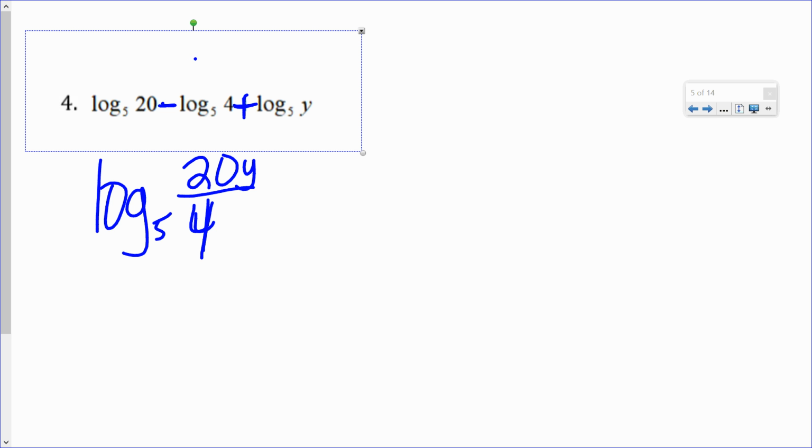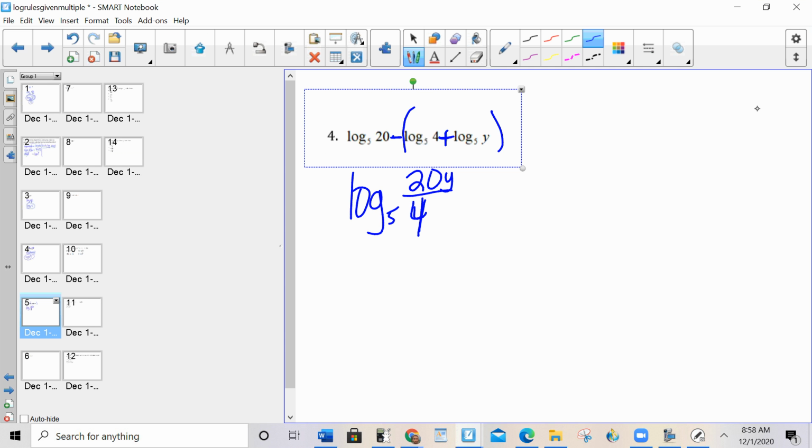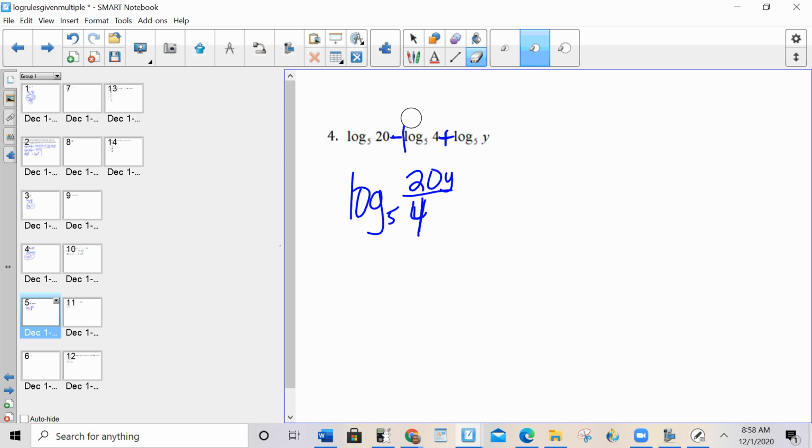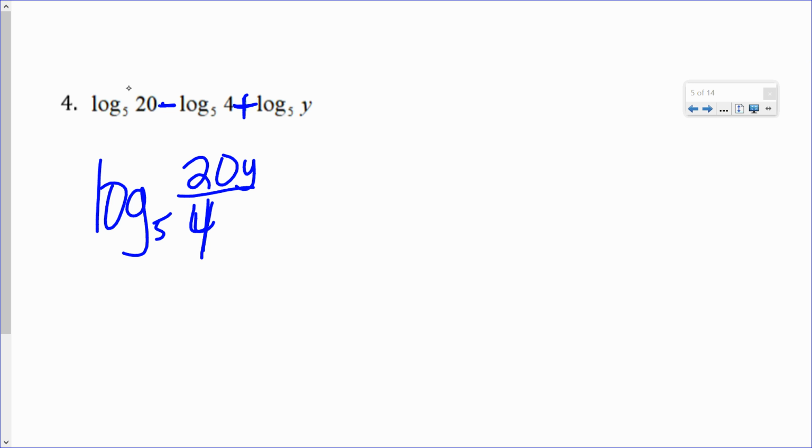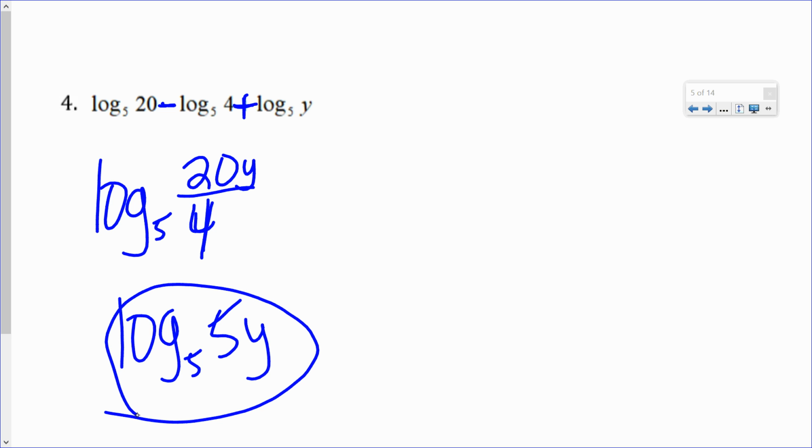If there were parentheses around it like this, if that were the case, then the y would go to the bottom. However, there's not, so it won't. From here, we simplify it if we can. 20y divided by 4 is 5y. I can't do anything more with that. That's my answer.